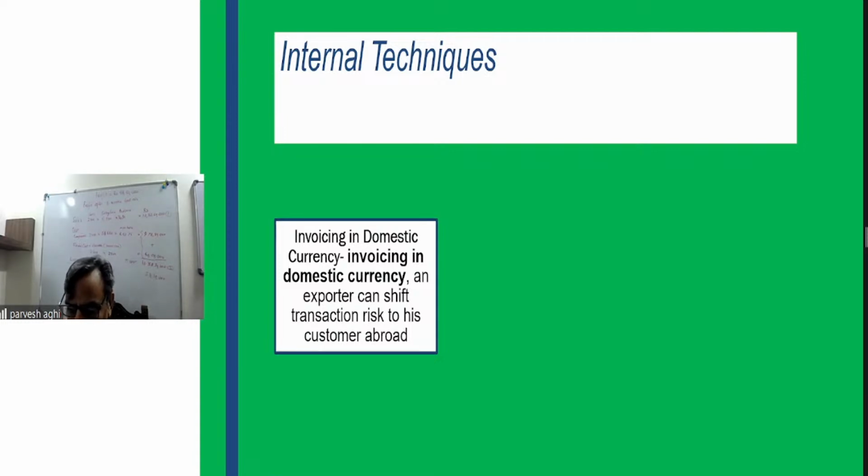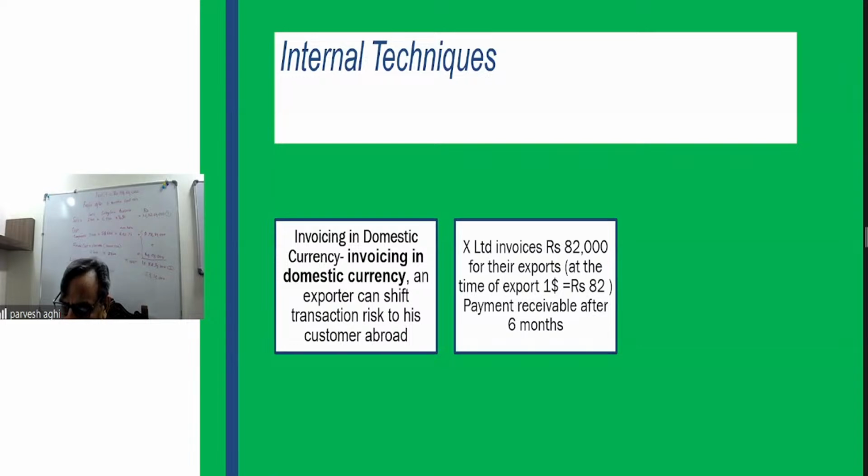Invoicing in domestic currency, an exporter can shift transaction risk to his customer abroad. For example, X Limited invoices rupees 82,000 for their exports. At the time of export, the dollar was 82. So X Limited has actually raised a bill of rupees 82,000, not in terms of dollars or euros or pounds. He has sent a bill to a foreigner for rupees 82,000 for their exports.